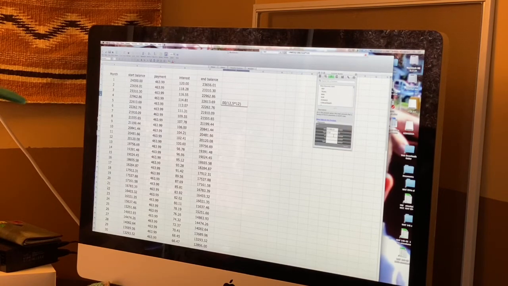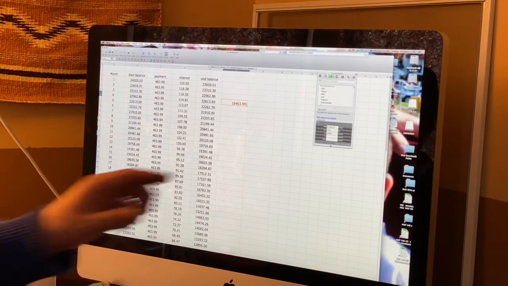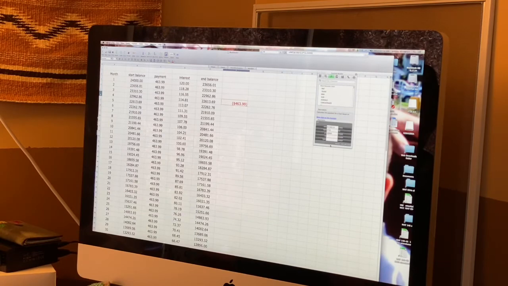And I want to do $24,000. Let's see. Future value of 0. And I want to hit return. And right there, you see what it did. It took my 6 over 100 divided by 12, and that's what it wanted for my periodic rate, which is what we've been using.